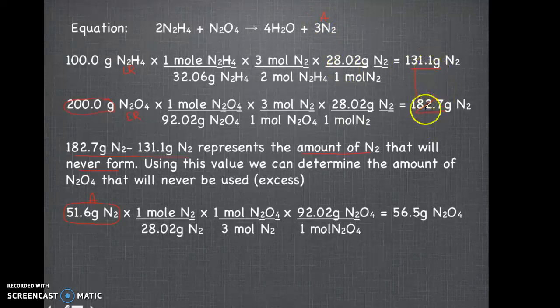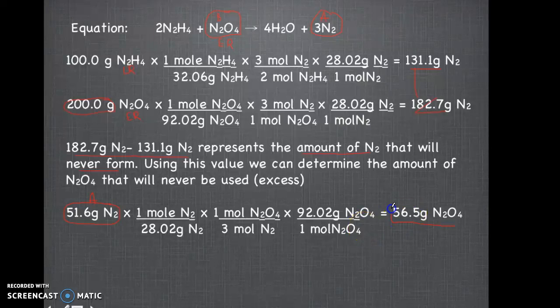Once I subtract out the two numbers that we got earlier from doing the stoich setup, that's going to now become my A. And look at what my B becomes. My B is going to be the excess reactant. So the N2O4, which we know we're going to have left over, we're going to solve with 51.6 grams of N2 that never really formed. Again, we got that by subtracting these two. We're going to go through all the stoichiometry roadmap here, and then we're going to get to grams of N2O4 for your final answer here.